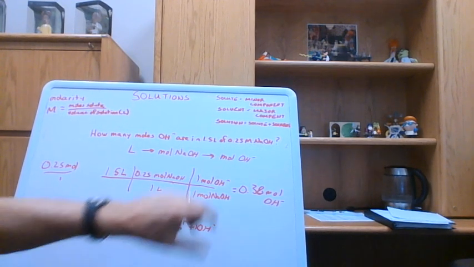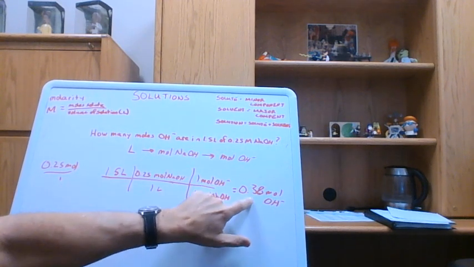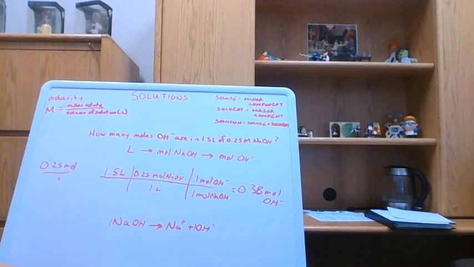And if we do a little logic check, if we had 1 liter, we'd have 0.25, so we have 1.5 liters, so we should have more moles than we'd have in 1 liter, so everything looks good.